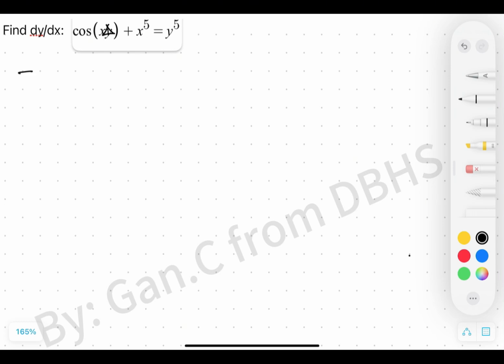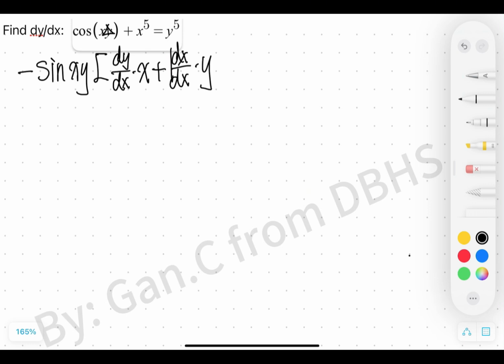So it's negative sine xy times the derivative of xy, which is the derivative of y, dy over dx, times x, plus the derivative of x, dx over dx, times y. This is apparently 1, right? That's 1. What's the derivative of x to the 5th power?